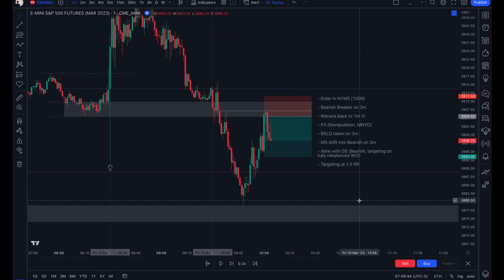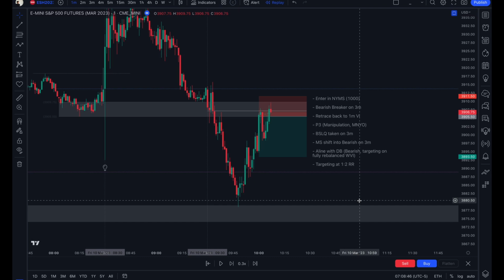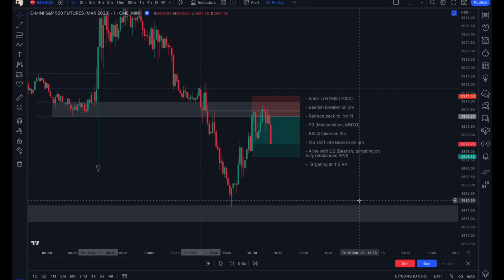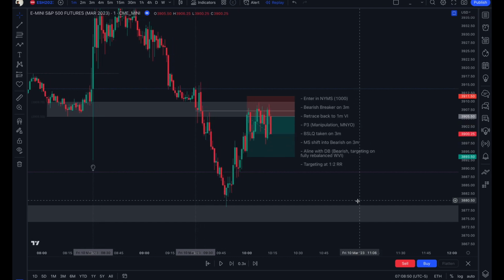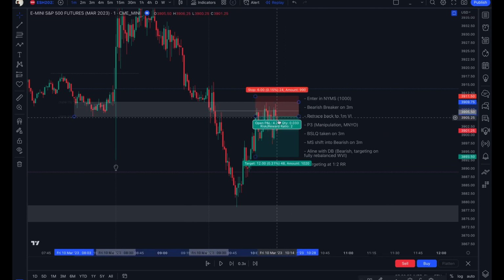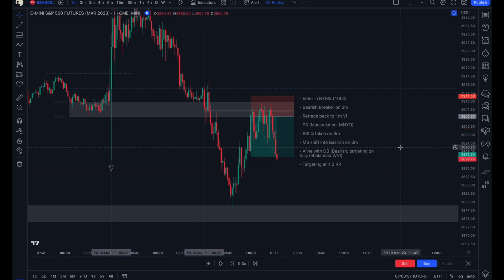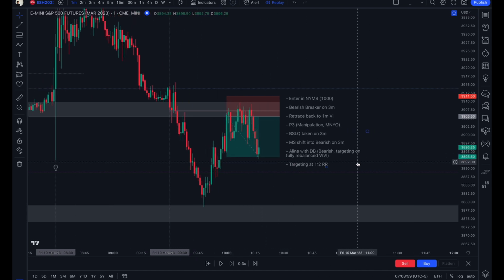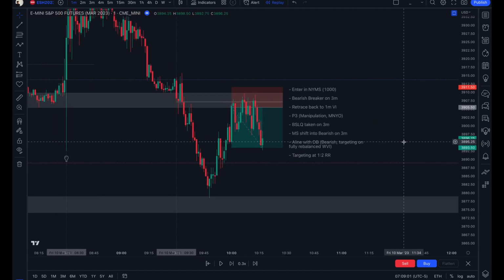You can see how the market reacts. Kind of goes up, consolidates a bit, goes up again. Look at how it respects this breaker range right here, and hits our target, 1 to 2 risk to reward. So this is our first trade setup.